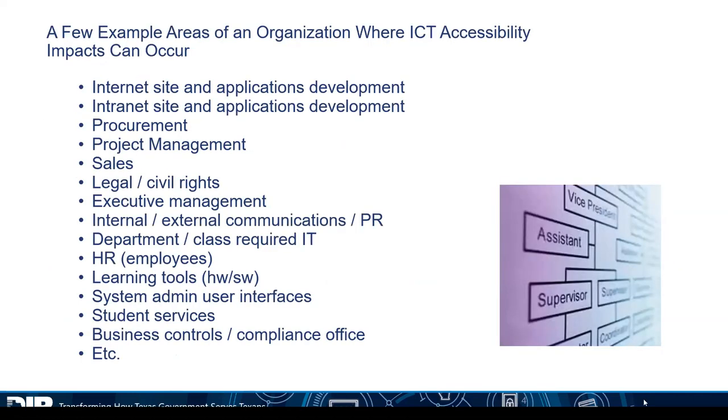So I just wanted to share this one slide with you. It's an example of where these kinds of accessibility impacts can occur in any kind of an organization. This is not a comprehensive list, but once one of these things is identified in any area, whether it's internal or to a customer, it can have a lot of impact throughout any kind of an organization. And that's kind of important to realize.